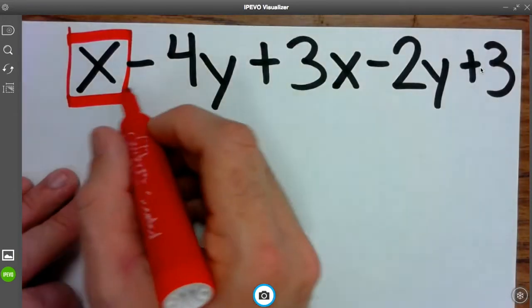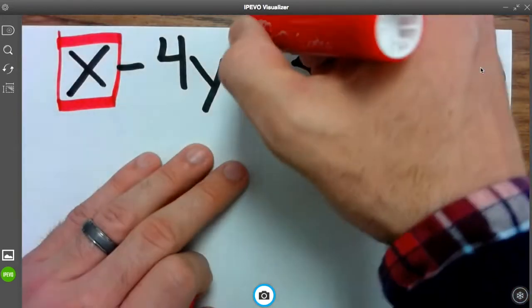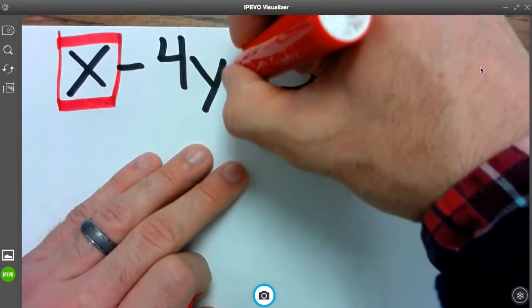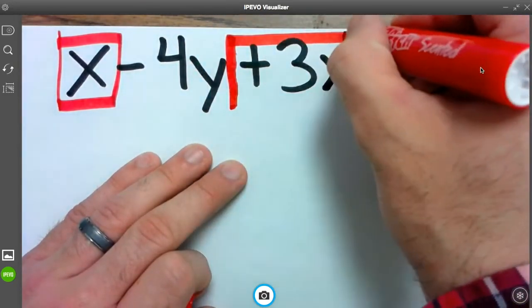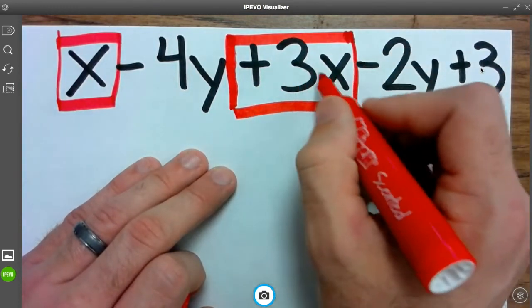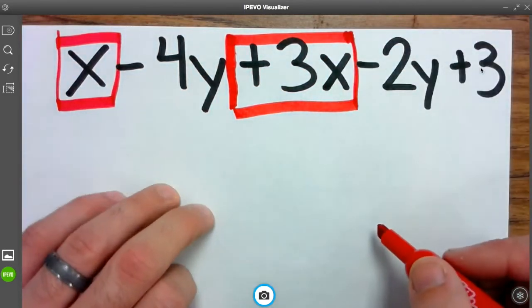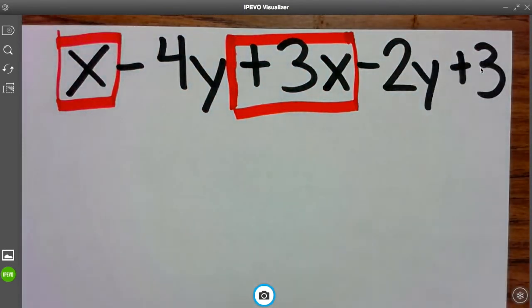So this is not an x, so I can't circle that in red or put a square on that, but I can this. I want you to make sure you put a square around the operation and the term itself, okay? Because you're saying this is a positive 3x. So we don't have any more x's.